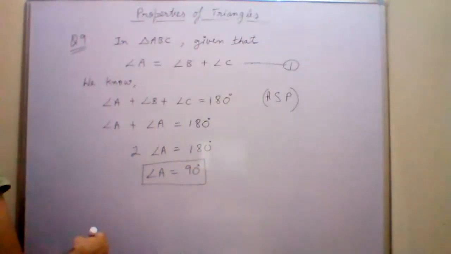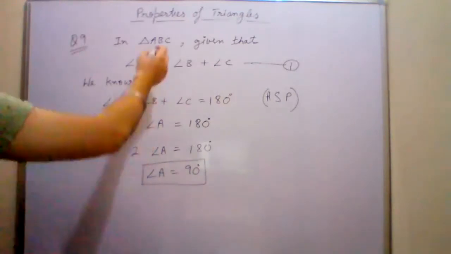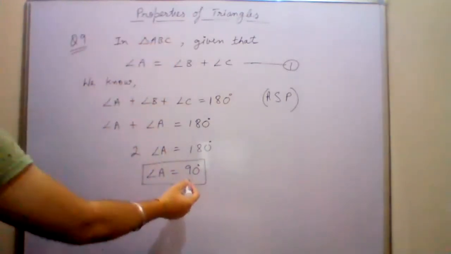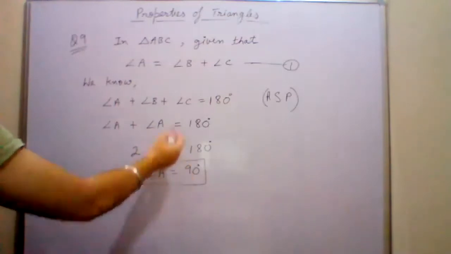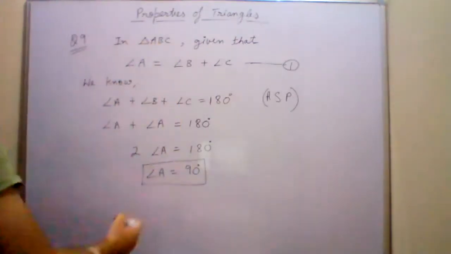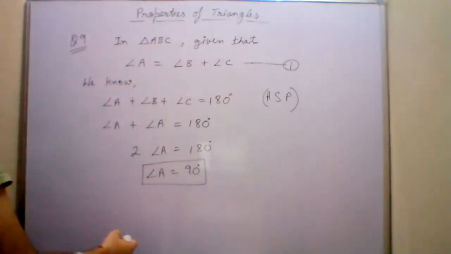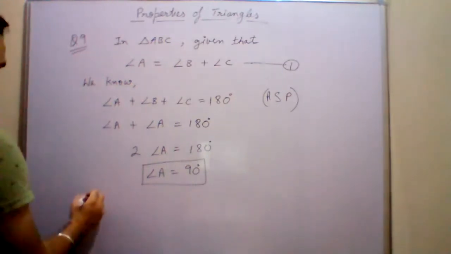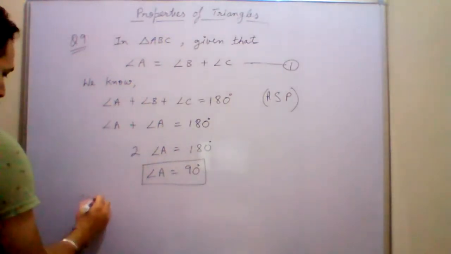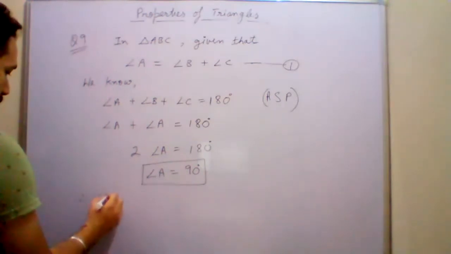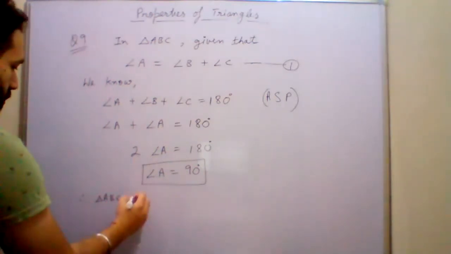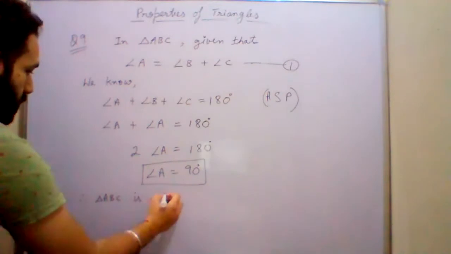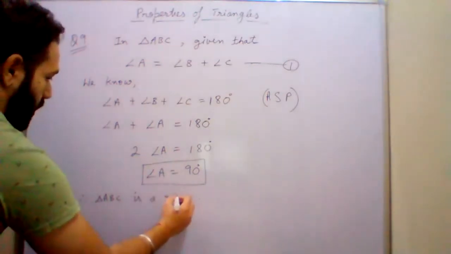Now, since angle A is 90 degrees in the triangle, it is a right angle triangle. Yes, very good, correct. So in triangle ABC, one angle is 90 degrees. So can we say that triangle ABC is a right triangle? Yes. Therefore, triangle ABC is a right triangle.